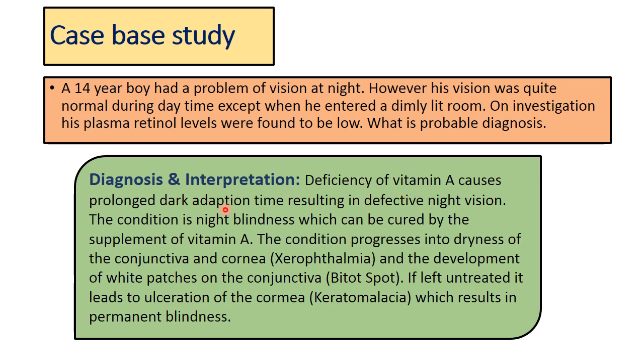Deficiency of vitamin A causes prolonged dark adaptation time, resulting in night blindness. The condition is night blindness, which can be cured by supplementing vitamin A. The condition progresses to dryness of the conjunctiva and cornea, known as xerophthalmia, and the development of white patches on the conjunctiva, that is Bitot spots. If left untreated, it leads to ulceration of the cornea, that is keratomalacia, which results in permanent blindness.